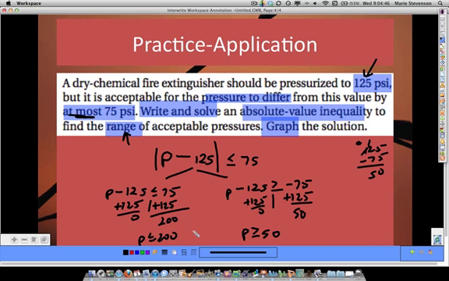Now this is a less than, so P goes in the middle. We're going to have less than or equal to on either side. P must be less than or equal to 200, that's the upper bound. P must be greater than or equal to 50, that's the lower bound. And then our graph, I think I can fit it right here. We have 50, 200, closed circle, and shade in between. So there you go.